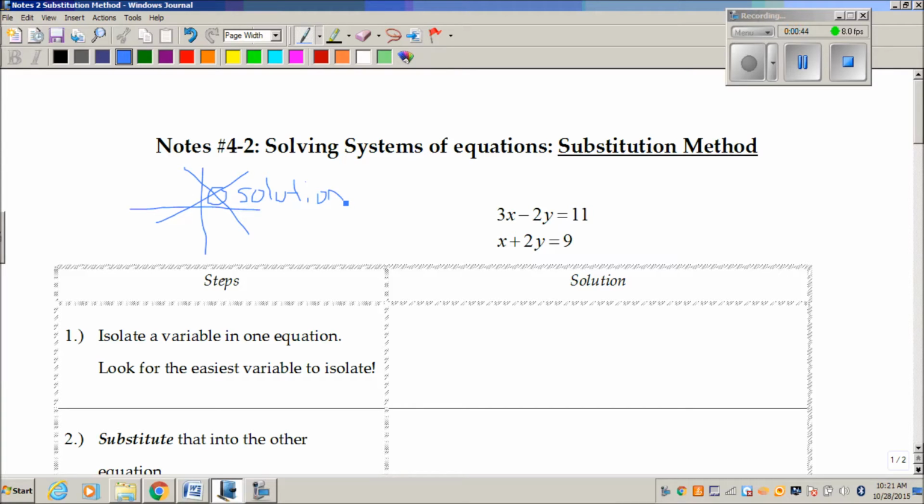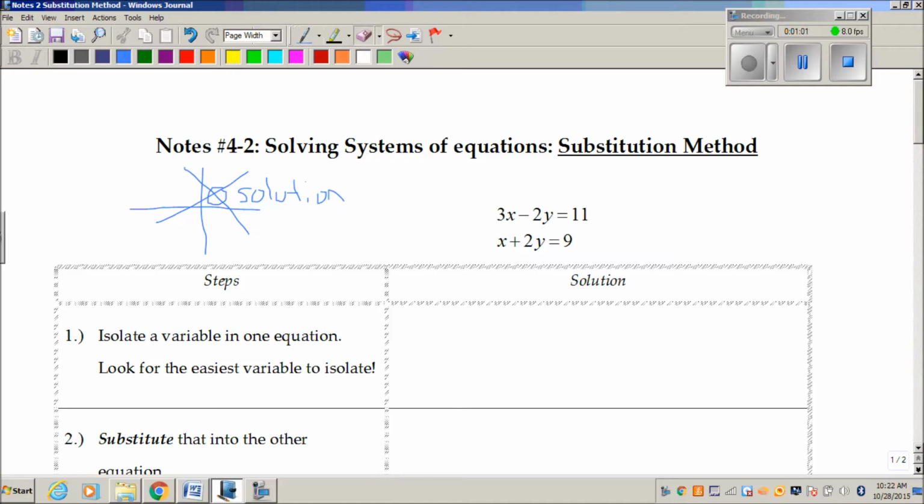However, graphing isn't always convenient. Maybe you don't have graph paper, you don't have your calculator with you. Or possibly the coefficients in the equation would make graphing really inconvenient. If the numbers are extremely large or very small, it's not always convenient to have a graphing solution.